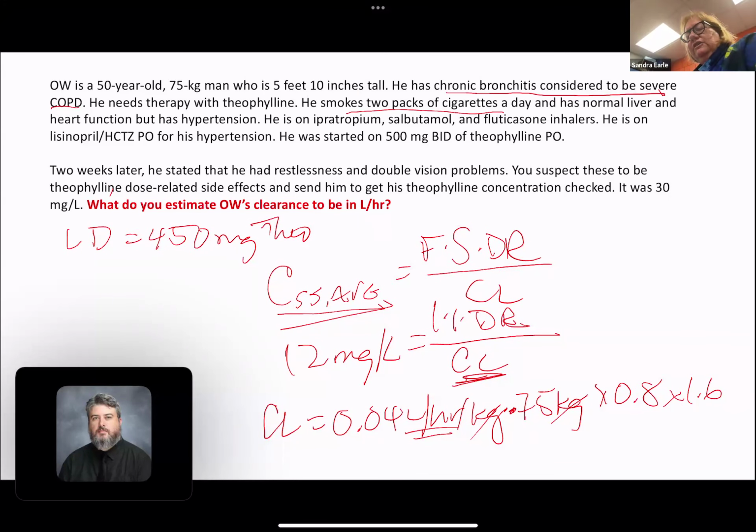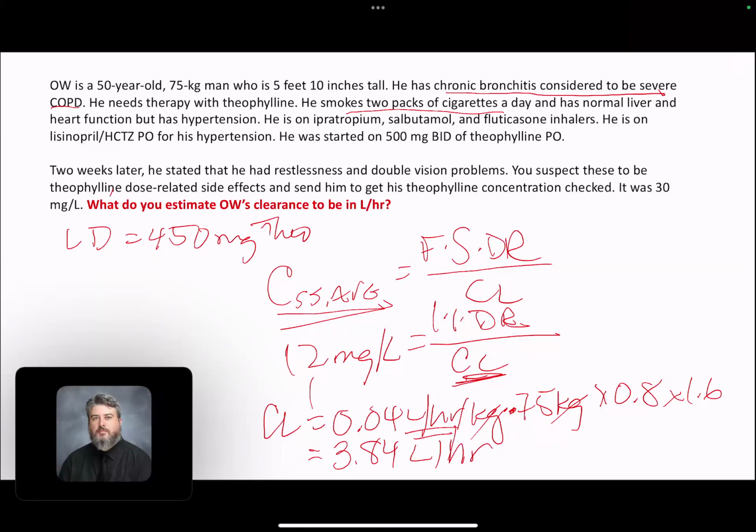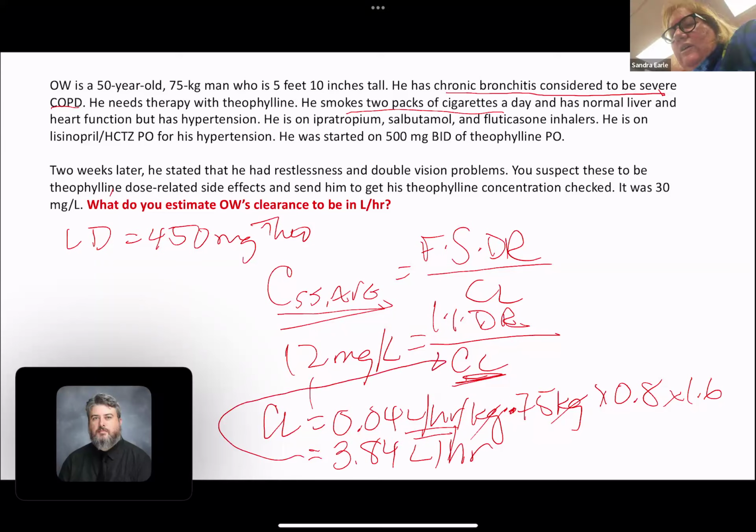So we're going to calculate a guess of his clearance based upon his weight and the other factors that we know about. So 0.04 times 75 times 0.8 times 1.6. I got 3.84 liters per hour. Is that what you guys got? Yes. Good. So then we're going to put that in here, aren't we?